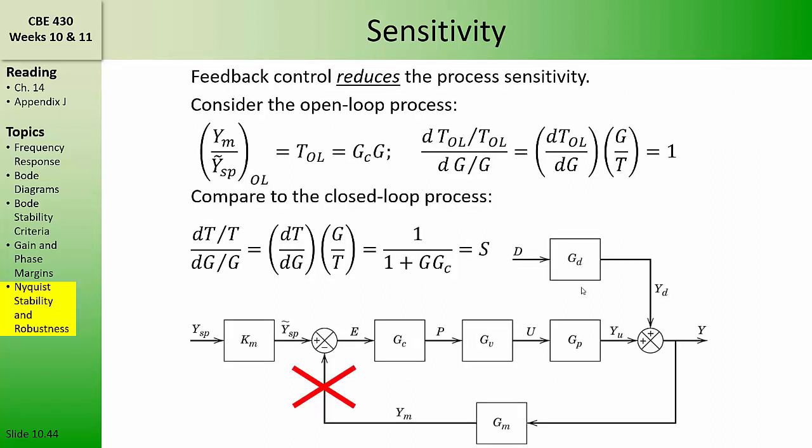Now it turns out that feedback control reduces the process sensitivity. To understand this, consider the open loop process.